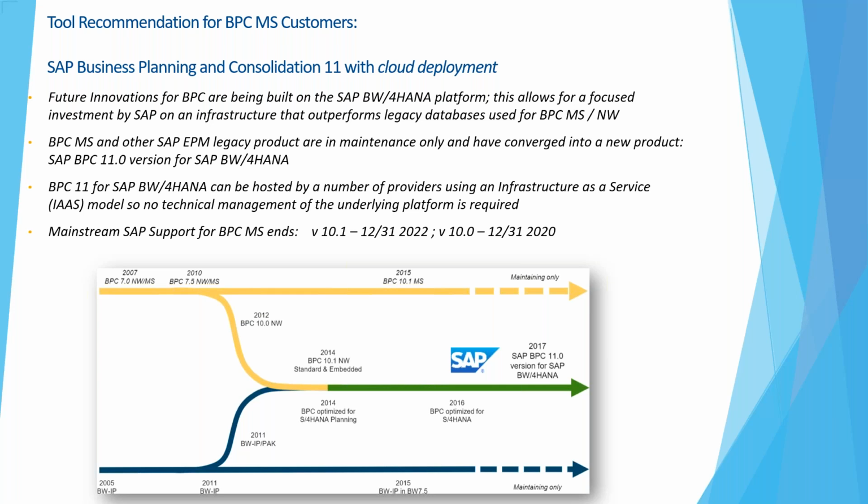But when we look at it from an SAP perspective, all future innovations are going to be built on SAP BW for HANA. SAP probably doesn't want to have to maintain two different infrastructures, two different platforms. This allows them to focus and put their investment into one infrastructure that's going to outperform legacy databases. So really BPC Microsoft is in maintenance only, and everything has converged into this new product, which is BPC 11, sitting on top of BW for HANA. As I mentioned before, it can be hosted by a number of providers. You can have partners, your hosting providers, that use the infrastructure as a service model, so you no longer have to worry about the management of the platform itself. That will be handled by your hosting provider.